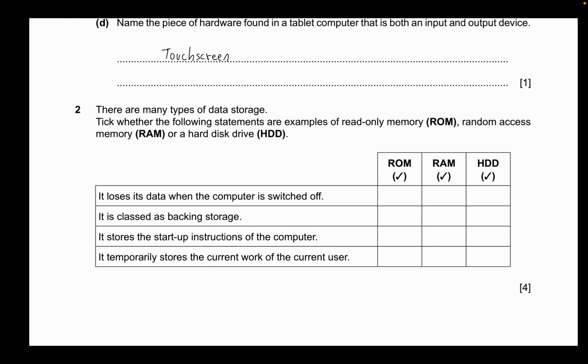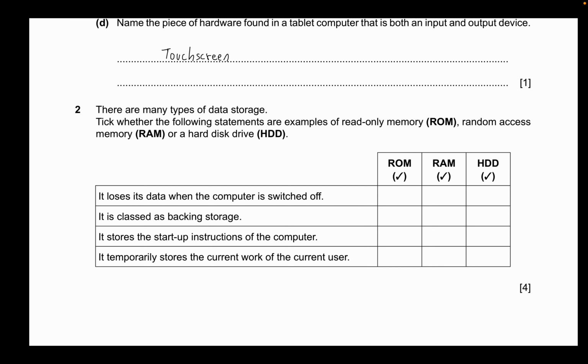The next question: there are many types of data storage. Tick whether the following statements are examples of read-only memory (ROM), random access memory (RAM), or hard disk drive (HDD). When you look at this carefully, remember that ROM is read-only memory, meaning the data stored in it is not temporary and is not lost when the power is cut off. But in RAM, if the power is cut off, all the data is lost. A hard disk drive is just an additional storage method.